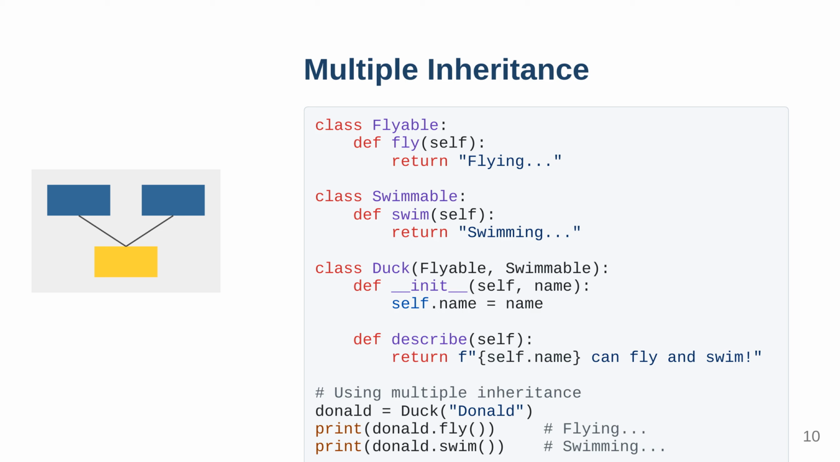Multiple inheritance allows a class to inherit from multiple parent classes. This can be powerful but should be used carefully to avoid complexity. Python uses the method resolution order, MRO, to determine which method to call when names conflict. Mix-ins are a common use case for multiple inheritance, where classes provide additional functionality that can be mixed in to other classes.